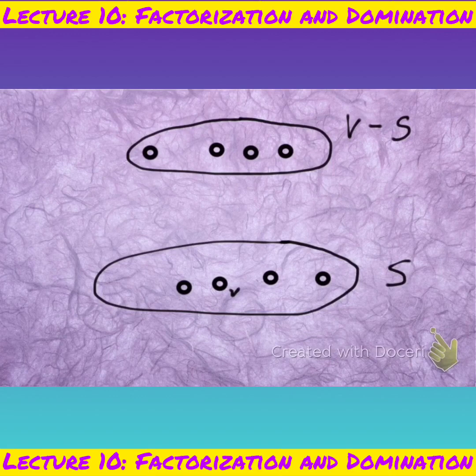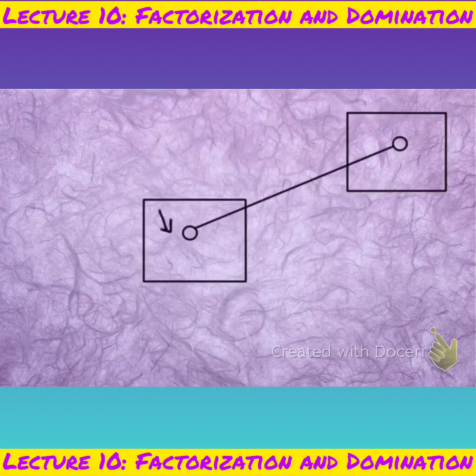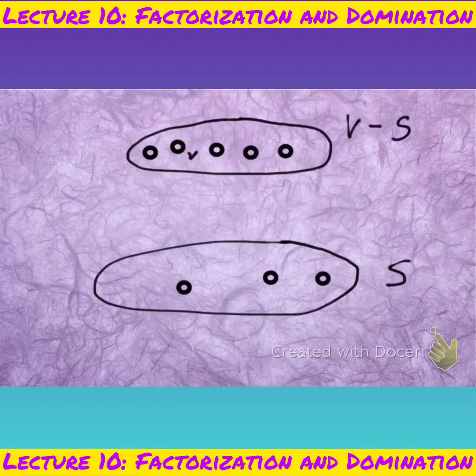So let's assume to the contrary that S is not a minimal dominating set. Therefore there's a vertex V that I can remove and place in V minus S, and my set will still be a dominating set. So if we take any W that lies there, then the open neighborhood of W's intersection with S minus V is not empty. It's true for every vertex other than V. And so, going back, the first property doesn't hold. Can the second property possibly hold?